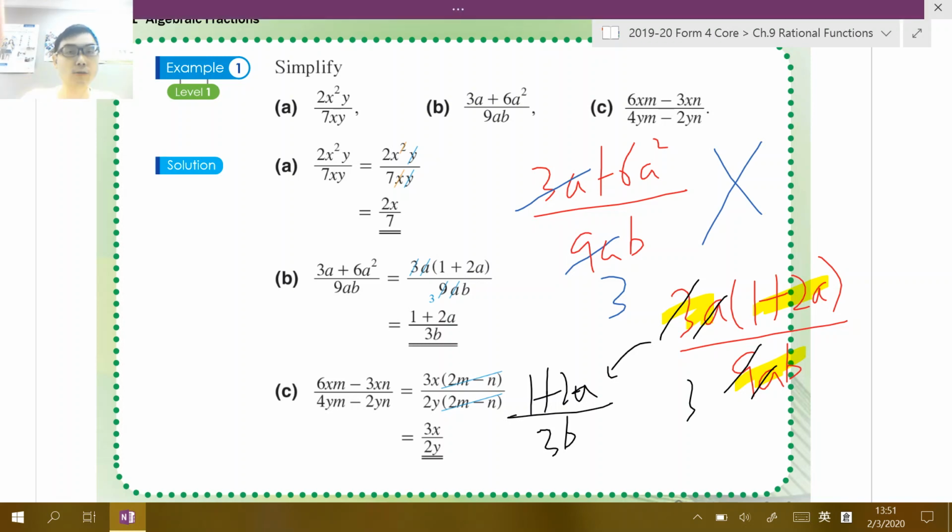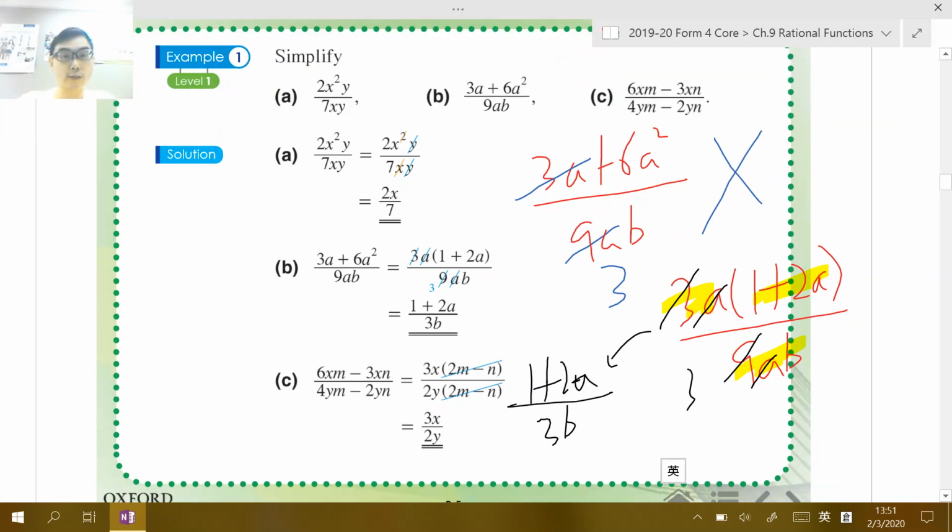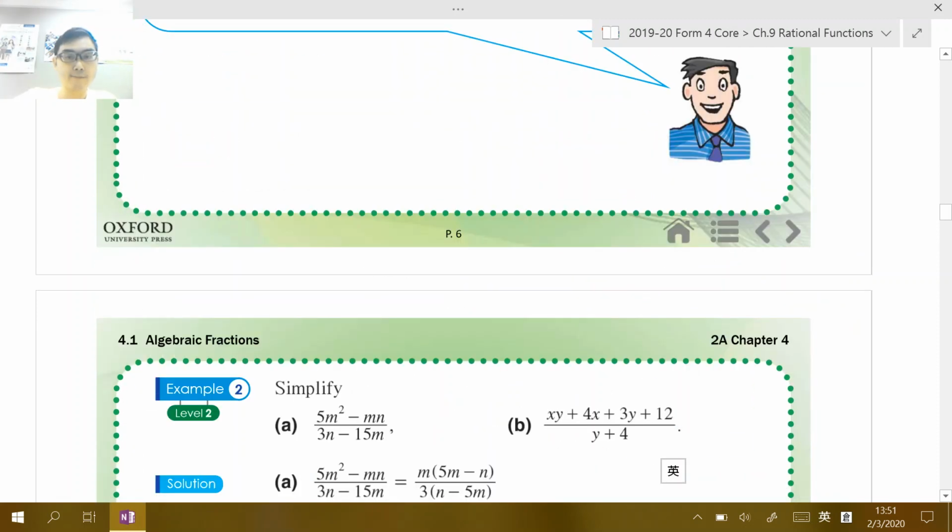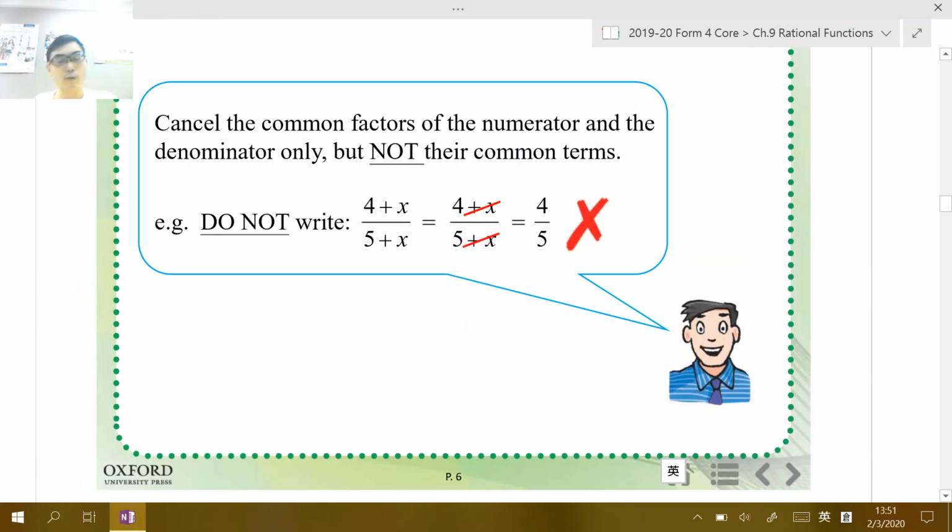Okay, now so here are the examples you learned in Form 2, and also there will be a reminder in Form 2. You remember that we cannot just cancel term by term if you see they are the same. No, but you have to check whether each side, that means the numerator or denominator, is factorized or not.